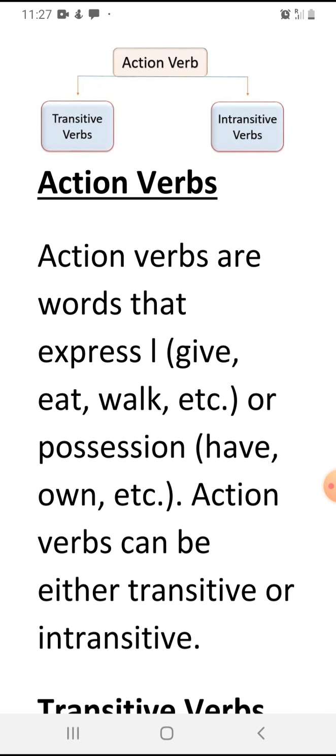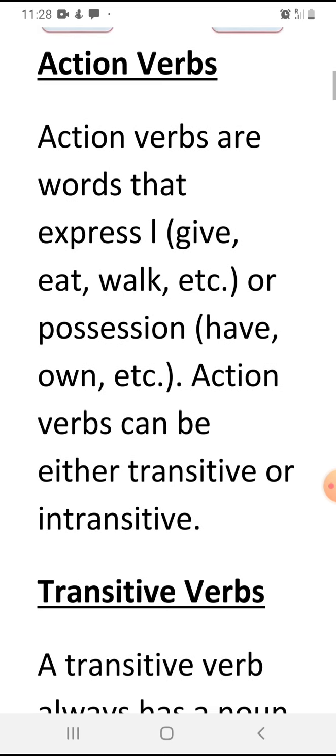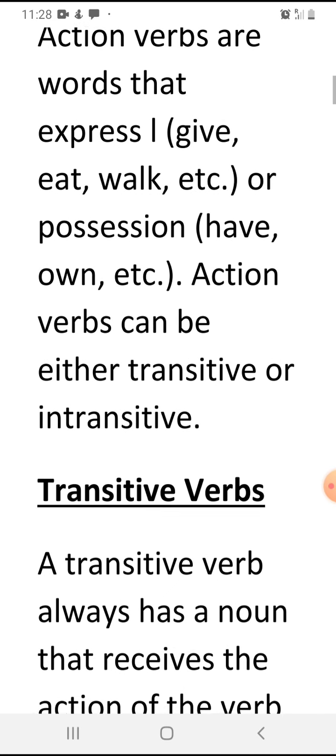Action verbs are words that express action like give, eat, walk, etc. Or they show the possession, belonging like have, own, etc. Action verbs can be either transitive or intransitive. The verbs which tell us about the action done by the subject are called the action verbs. They are of two types, transitive or intransitive.